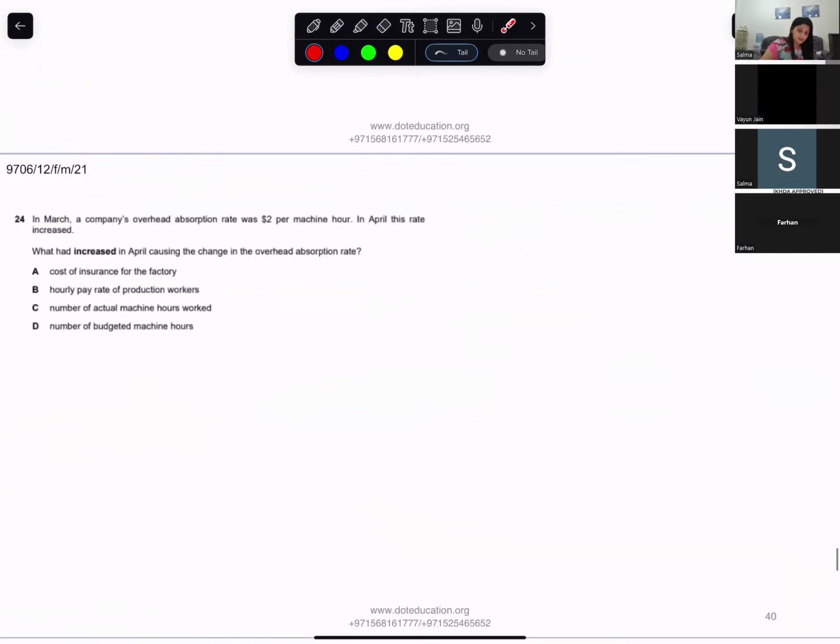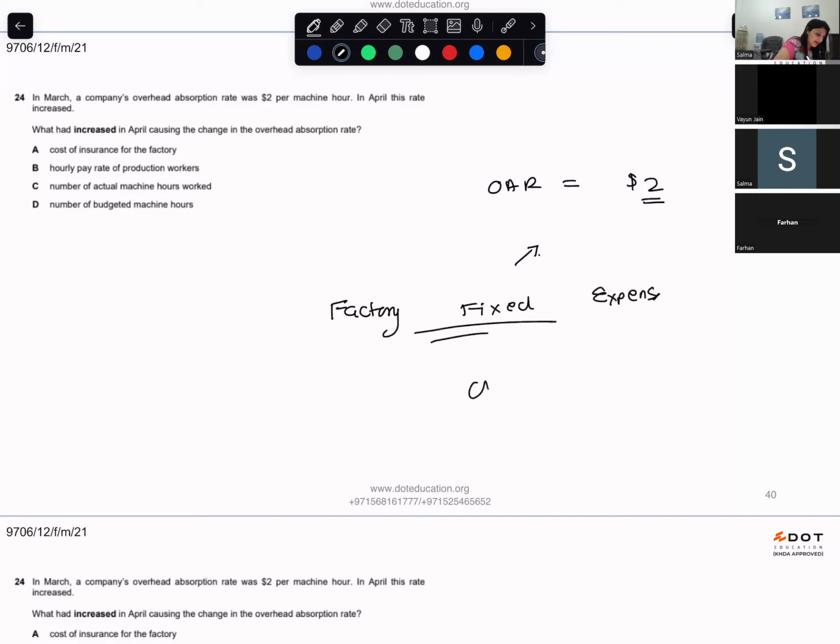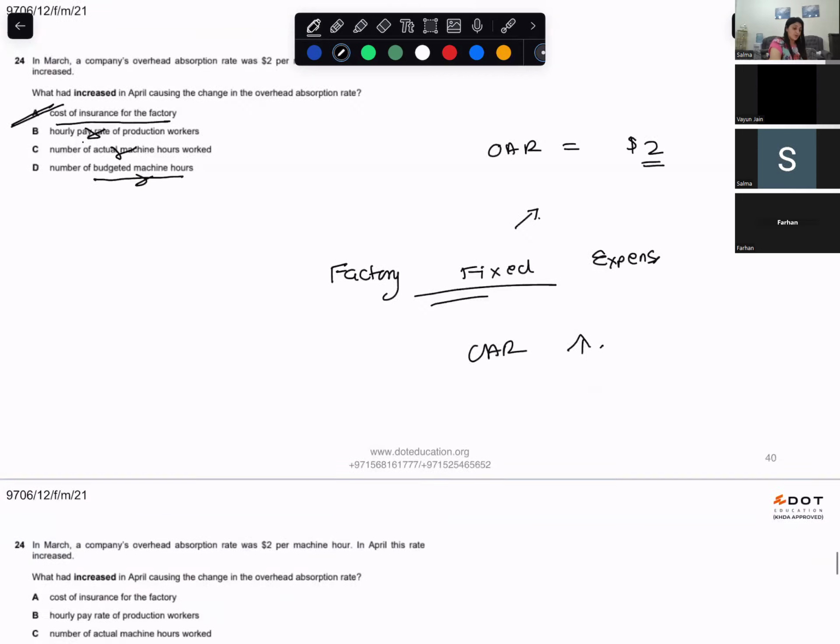Okay. Could you please read the next one for me? Yes, miss. In March, a company's overhead absorption rate was $2 per machine hour. In April, this rate increased. What has increased in April, causing the change in the overhead absorption rate? So the overhead absorption rate is increasing. What is the reason for the increase? Anything that has increased in the factory fixed expenses will cause the OAR to increase. Cost of insurance for factory. Hourly pay has nothing to do with factory expenses. Machine hours worked, hourly pay, or number of budgeted machine hours has nothing to do with the rate per hour. Cost of factory insurance.